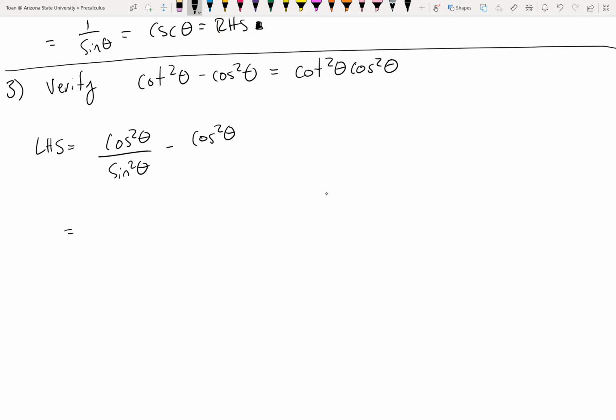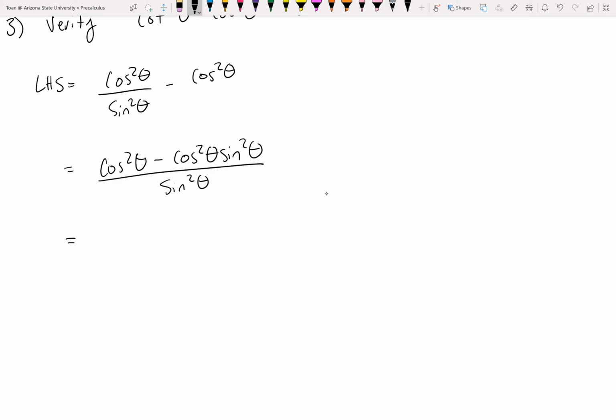I recognize I'm subtracting fractions, so I need the common denominator. So this guy here needs a sine squared over sine squared. That gives us cosine squared theta minus cosine squared theta sine squared theta, all over sine squared theta. In the numerator, we should recognize that they both have a factor of cosine squared theta, so we can go ahead and factor that guy out. That leaves behind a 1 minus sine squared theta.